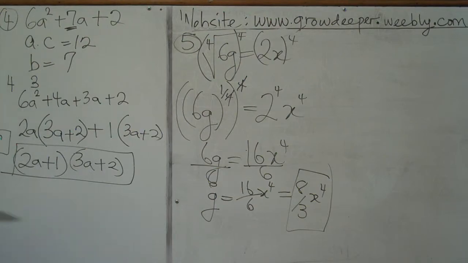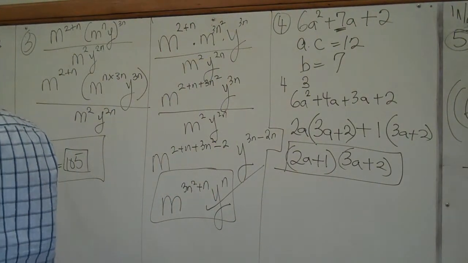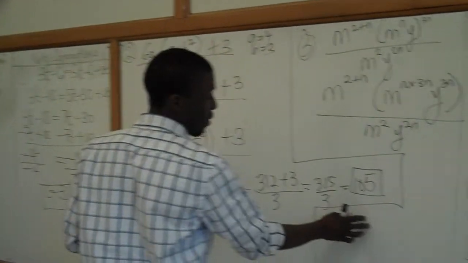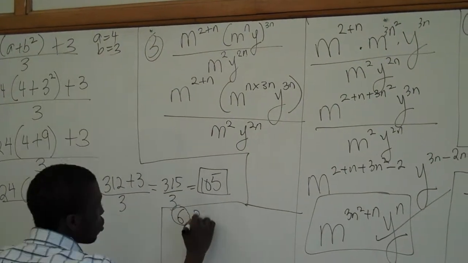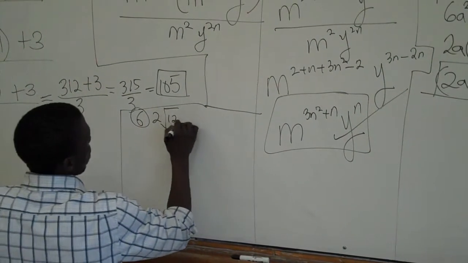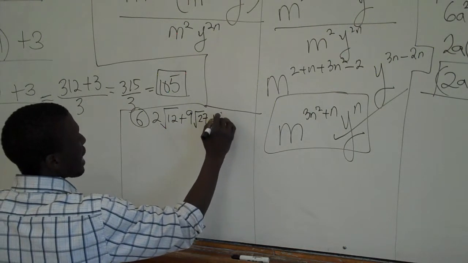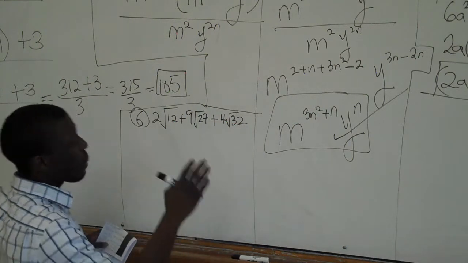And number 6, 2 square root of 12 plus 9 square root of 27. What I'm going to do is I'm going to do that right here. This is number 6. So it's 2 square root of 12 plus 9 square root of 27 plus, I believe I gave you 4 square root of 32. If not, I hope you would learn the pattern here.